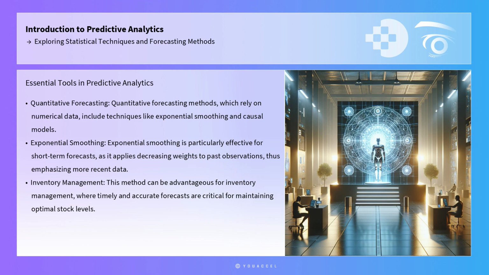Moving beyond statistical techniques, forecasting methods are essential tools in predictive analytics, enabling organizations to make informed decisions based on projected future conditions. Quantitative forecasting methods, which rely on numerical data, include techniques like exponential smoothing and causal models. Exponential smoothing is particularly effective for short-term forecasts, as it applies decreasing weights to past observations, thus emphasizing more recent data. This method can be advantageous for inventory management, where timely and accurate forecasts are critical for maintaining optimal stock levels.